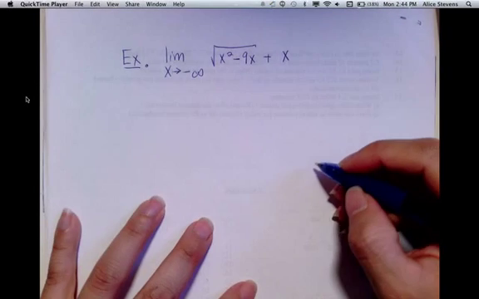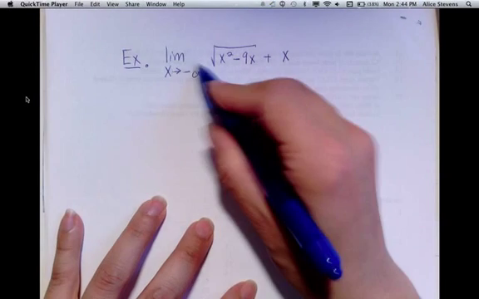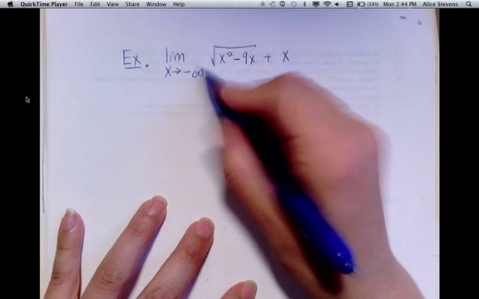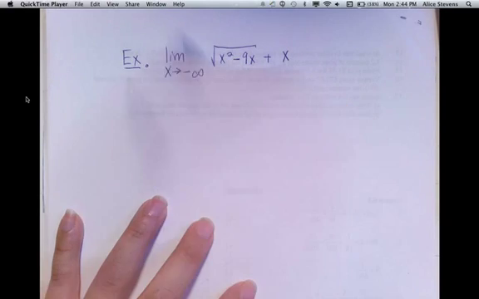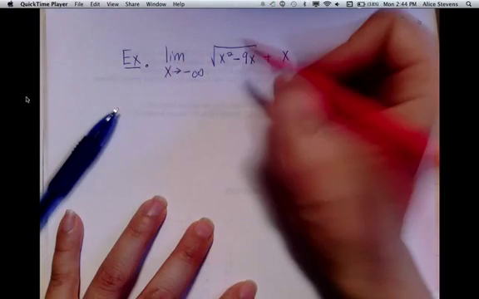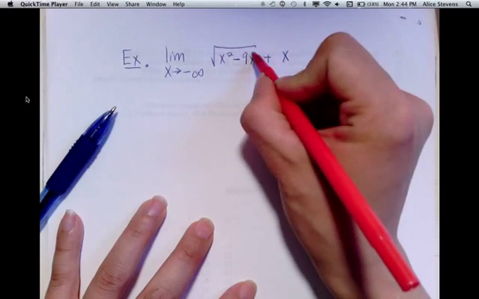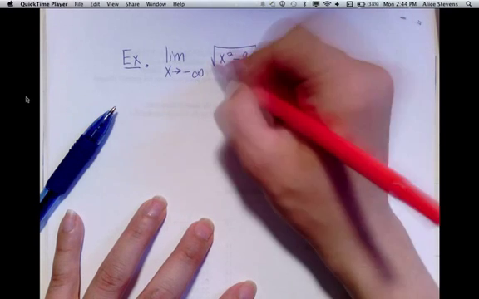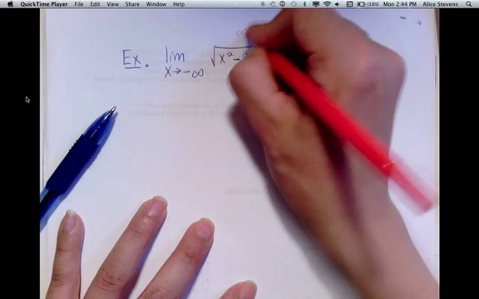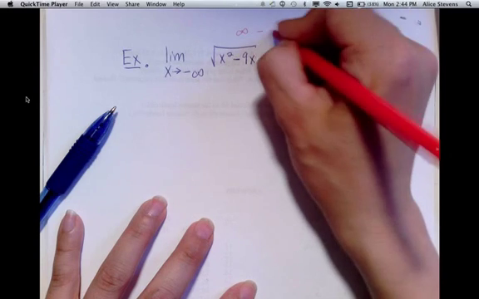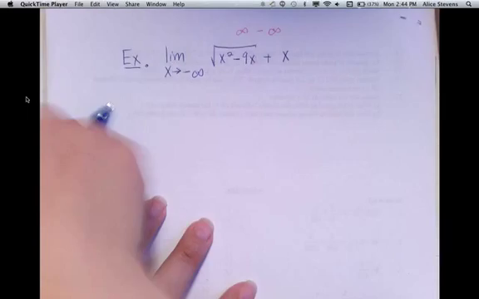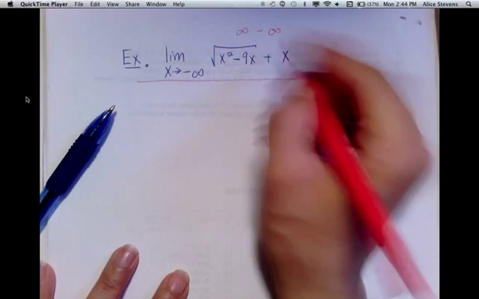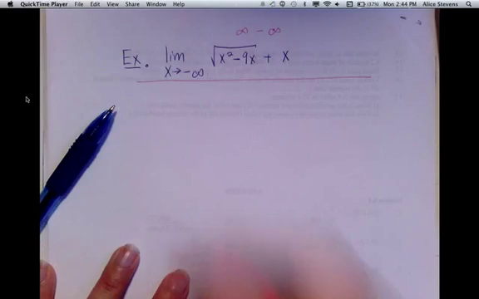Okay, here's another example. Now, if I just try to substitute large values of x that are negative, it seems like this is approaching infinity. So the square root is still approaching infinity, and then here I'm going to have negative infinity. So I get something indeterminate like this. So that doesn't really get me anywhere. I need to do some algebra.